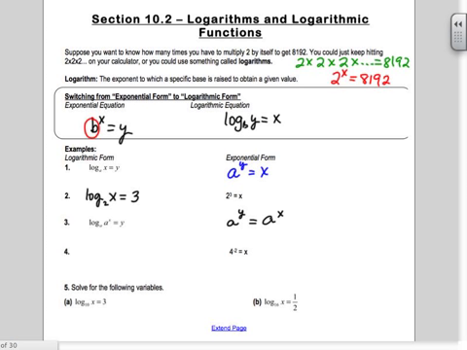All right, so this next one, if I have log base 4 of x equals negative 2. So does everybody see how to switch from log to exponential? So it's very important in this chapter. When all else fails, do that.